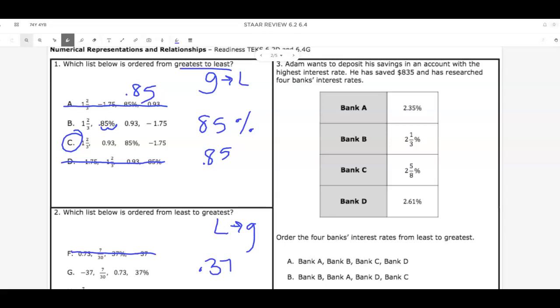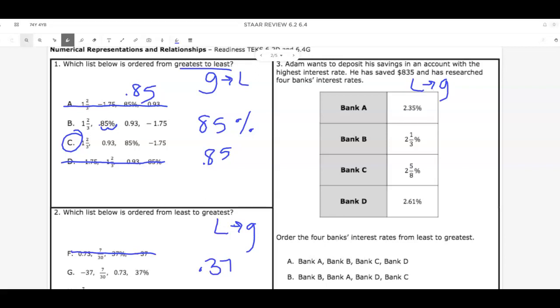Order the 4 banks' interest rates from least to greatest. Okay, least to greatest. There's no negative. So if you look at this, notice that they are all percents already, but then they're also fractions or decimals. It's kind of everything at once. So it's good to have them all converted to the same thing. So let's convert those fraction ones to decimals.